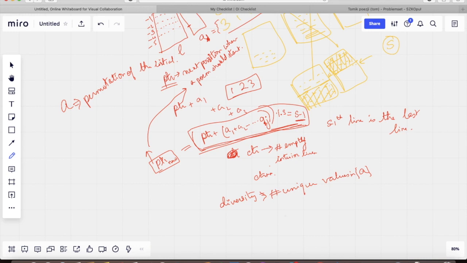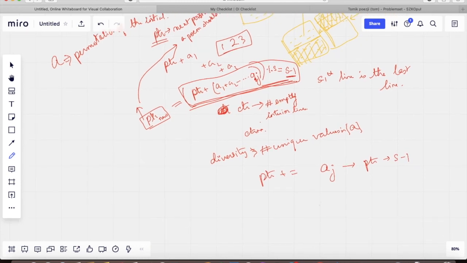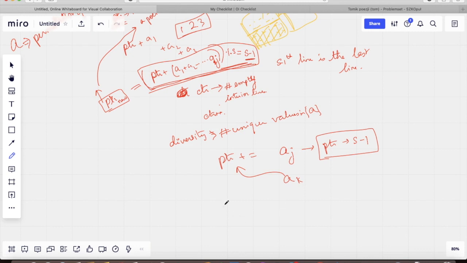So the idea is that, let's say you can add some AJ to PTR, but this would have resulted in PTR becoming S minus 1. So you don't want to add AJ, you can take any other value, let's say AK, and you add that to PTR. This will ensure that PTR does not equal S minus 1. So our algorithm becomes like this.